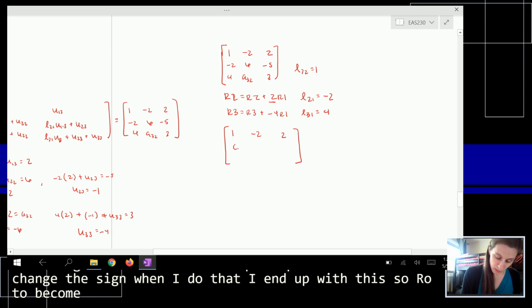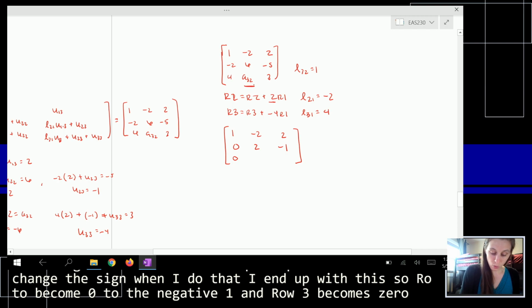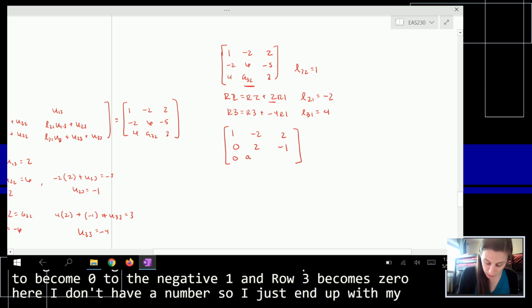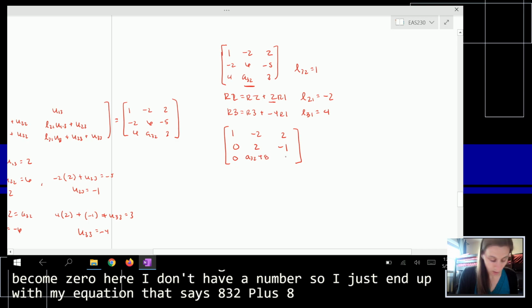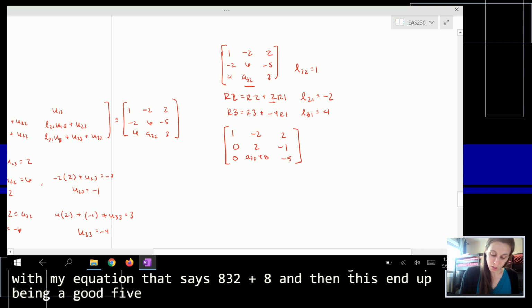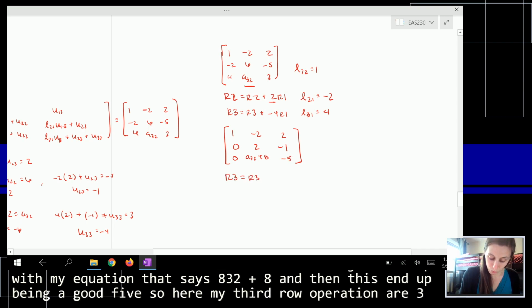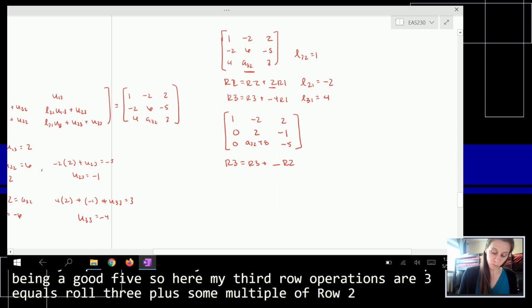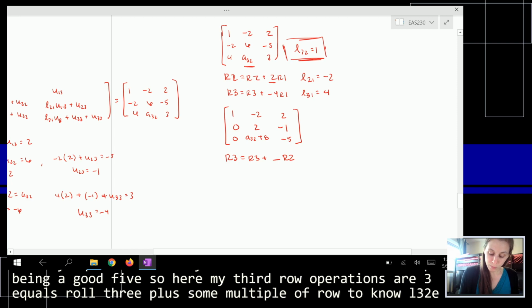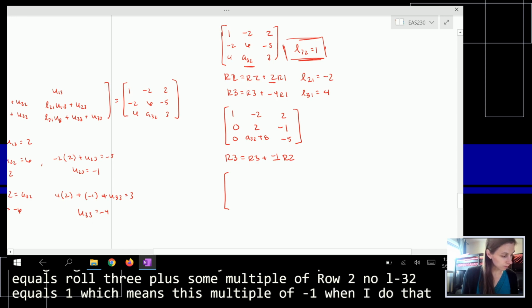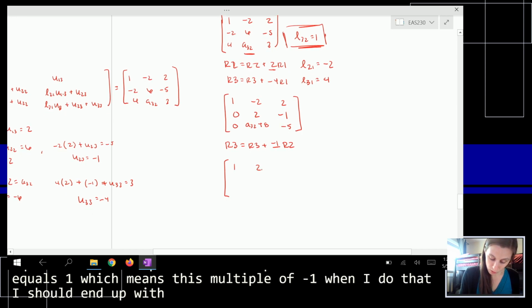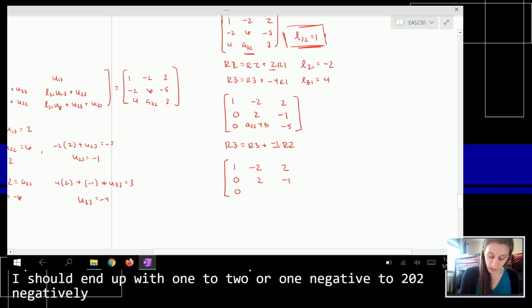So row 2 becomes 0, 2, -1, and row 3 becomes 0. Here I don't have a number, so I just end up with my equation that says A32 plus 8. And then this ends up being -5. So here my third row operation, R3 equals row 3 plus some multiple of row 2. Note L32 equals 1, which means this multiple is -1. When I do that, I should end up with 1, -2, 2, 0, 2, -1. And I want to end up with a 0 here.